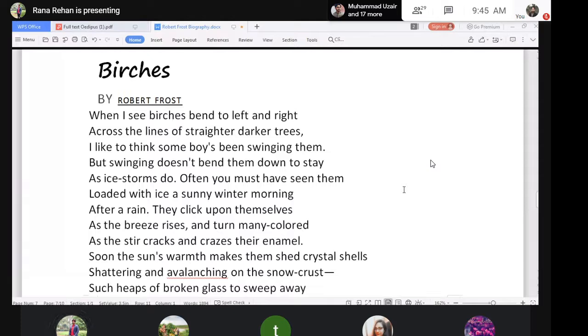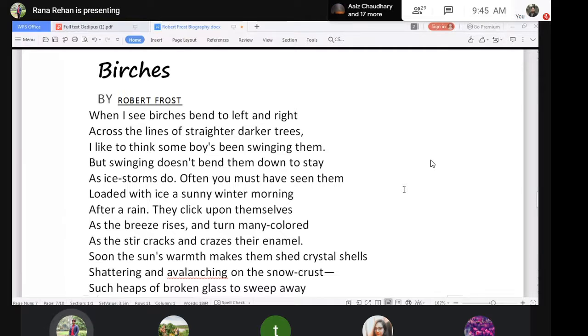Especially you might have seen in different movies, especially the scenes in the movies when they are taken in Russia, in Iceland, in Canada. You can see that the trees are full of snow on their tops. So he is talking about that scene. In the morning he says that every tree is loaded with snow.